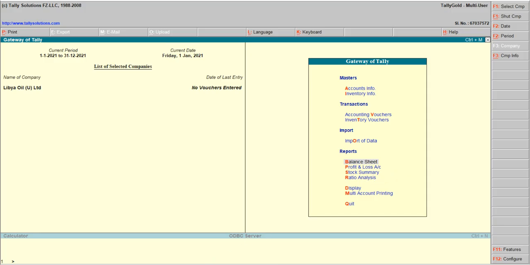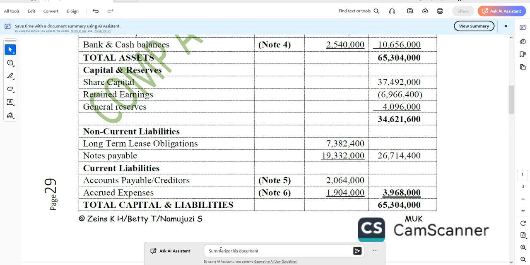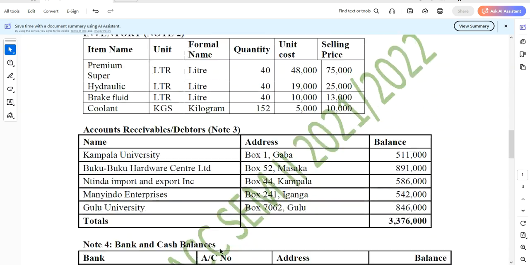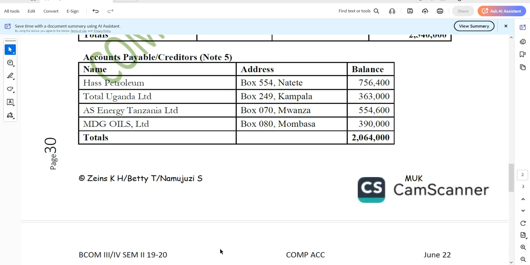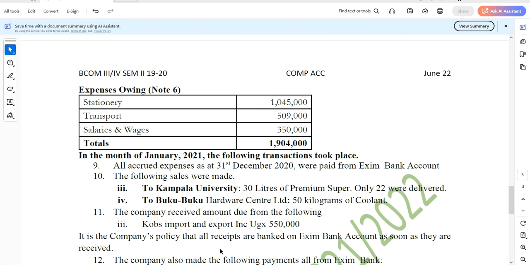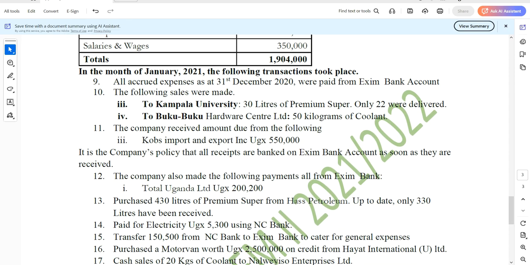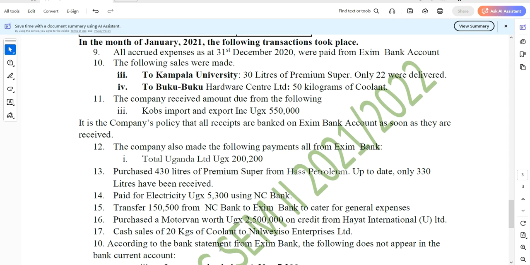We have entered it. Now what next? The next task we have is now to deal with the additional information, the transactions that took place during the month of January. That is the task which we have. So in the month of January 2021, the following transactions took place.